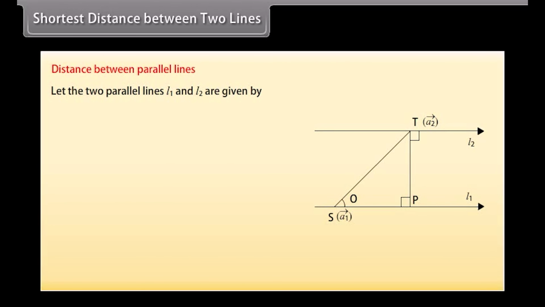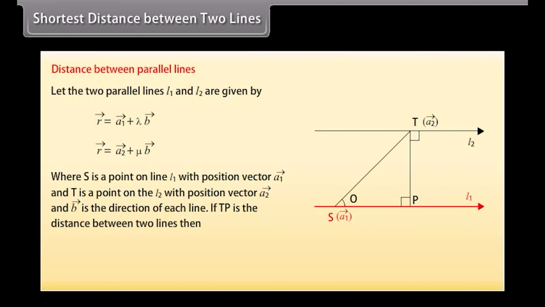Shortest distance between two lines. Distance between parallel lines. Let the two parallel lines L1 and L2 be given by vector r equals vector a1 plus lambda vector b, and vector r equals vector a2 plus mu vector b, where S is a point on line L1 with position vector a1, T is a point on L2 with position vector a2, and vector b is the direction of each line. If TP is the distance between the two lines, then TP equals modulus of cross product of vector b and the difference of vector a2 and vector a1, divided by modulus of vector b.